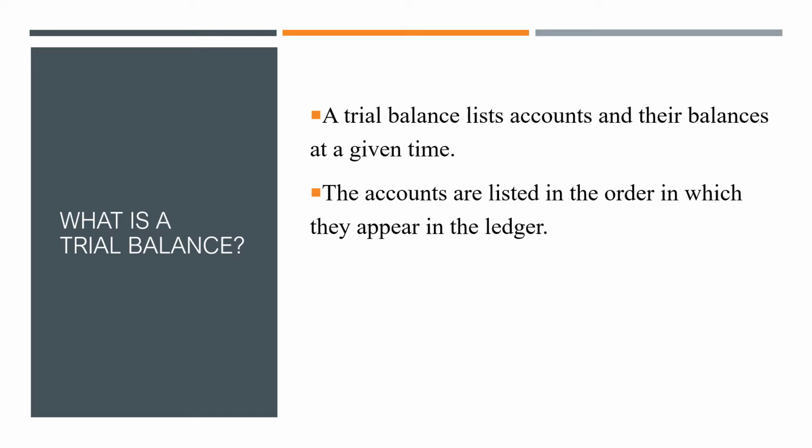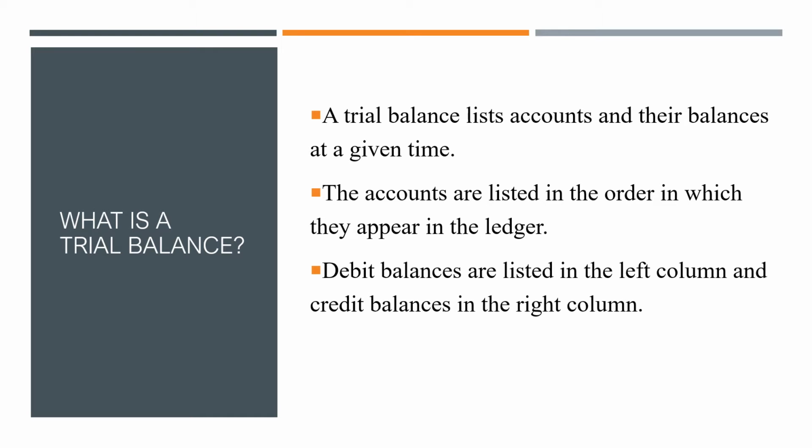That means assets, liabilities, equity, revenue, and expenses in that order. Debit balances are listed on the left column and credit balances in the right column, hence the T account. And most importantly, the totals of the two columns must equal.